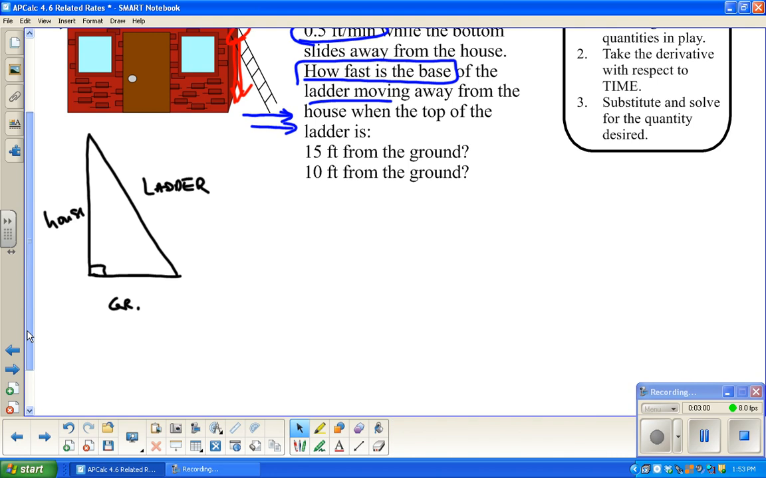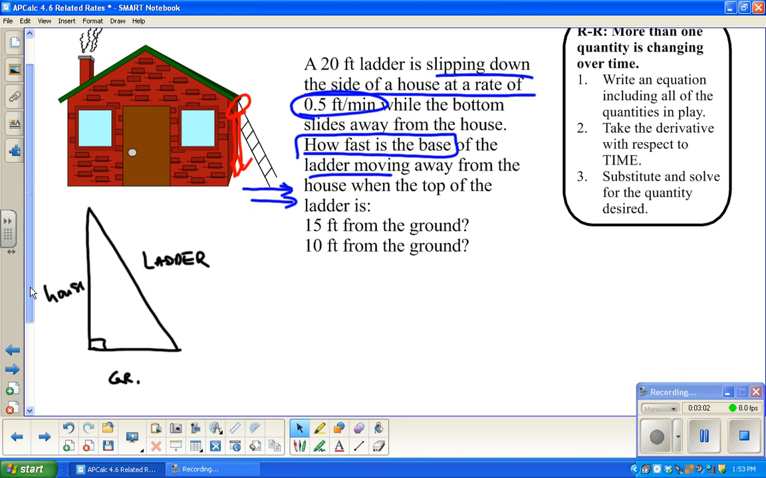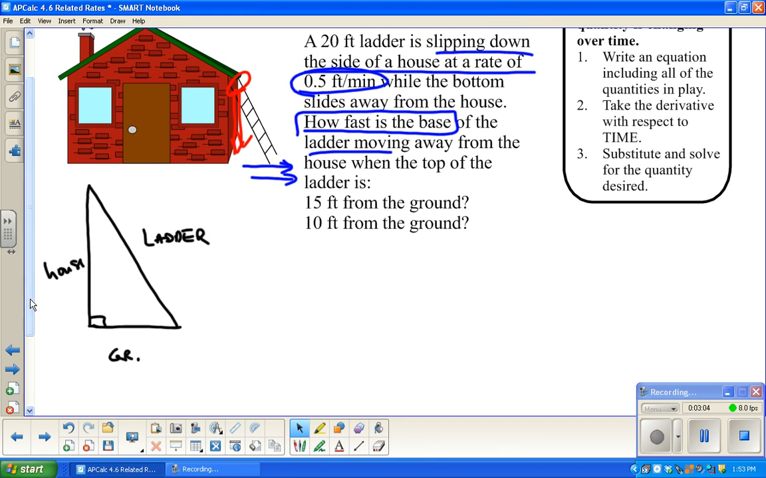I know that's not always the case, but we always have to assume something, and by golly, that's what we're going to assume. Now, the ladder is 20 feet long the entire time. So as the ladder is sliding down the house, and again, the bottom is sliding out, while that's happening, the ladder still stays the same length, that 20 feet long. That's 20, not 2.